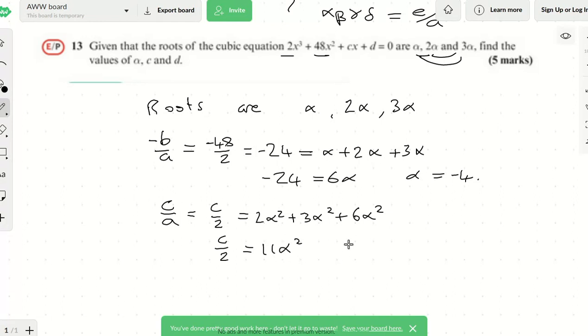Well, the good news is I know alpha is 4, minus 4, so alpha squared is going to be 16. So I can work out c now. C equals 2 times 11 times 16, and that means that c comes to 352.